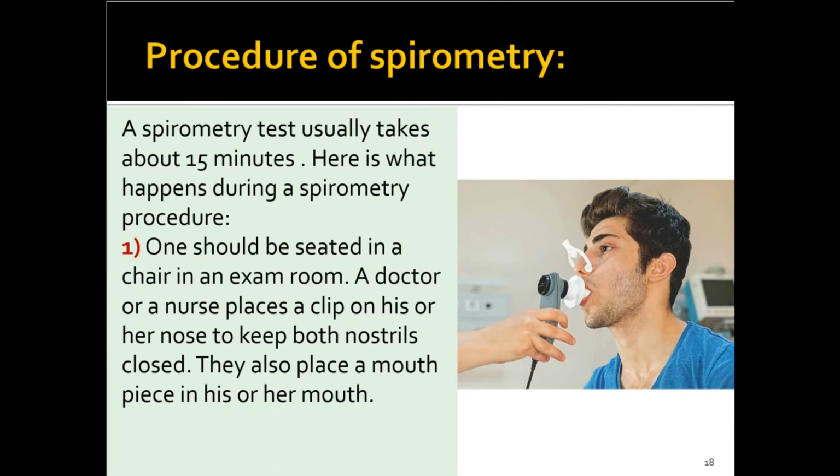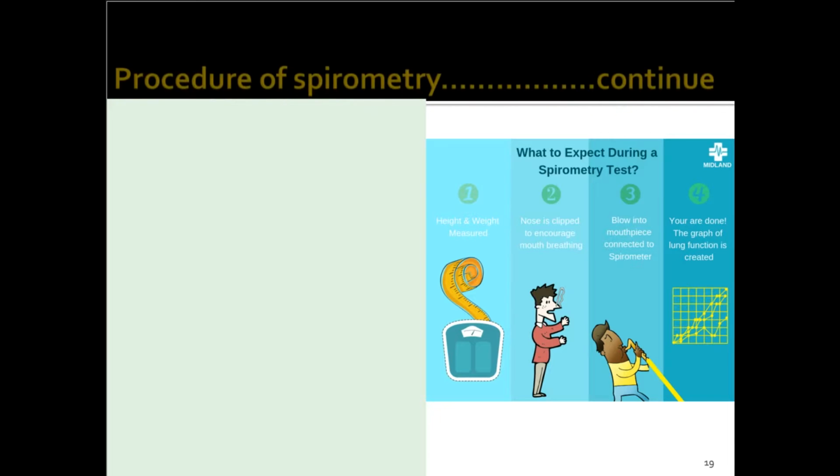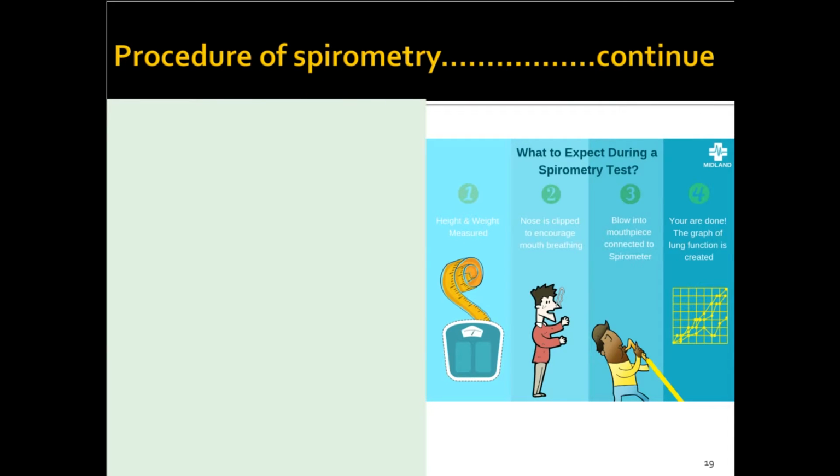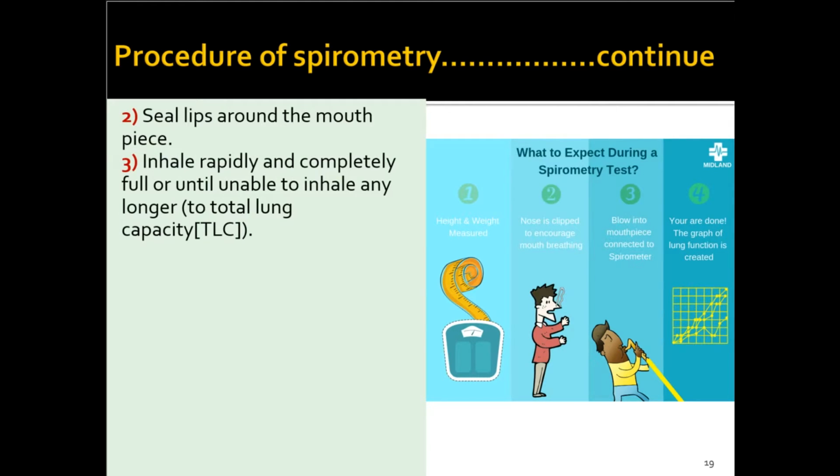1. One should be seated in a chair in an exam room. A doctor or a nurse places a clip on his or her nose to keep both nostrils closed. They also place a mouthpiece in his or her mouth. Procedure of spirometry continued. 2. Seal lips around the mouthpiece. 3. Inhale rapidly and completely full, or until unable to inhale any longer, to total lung capacity, TLC.